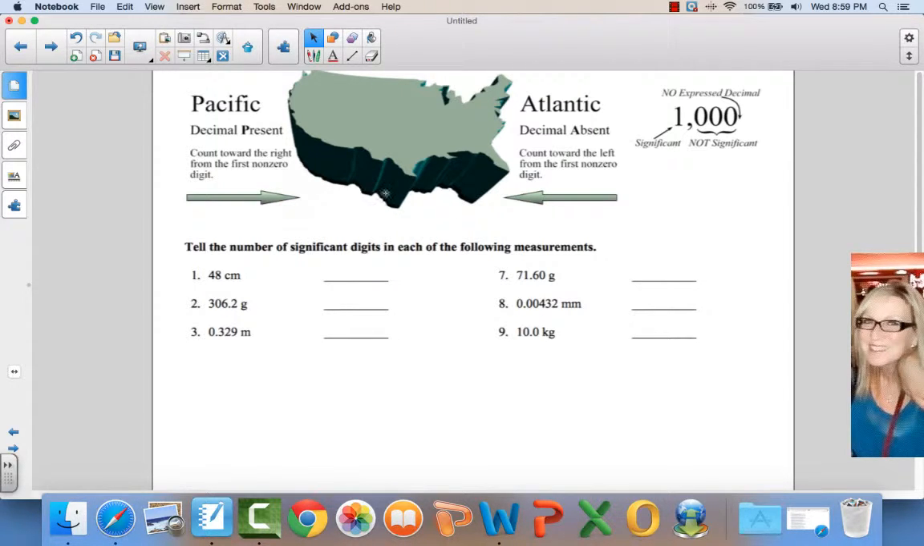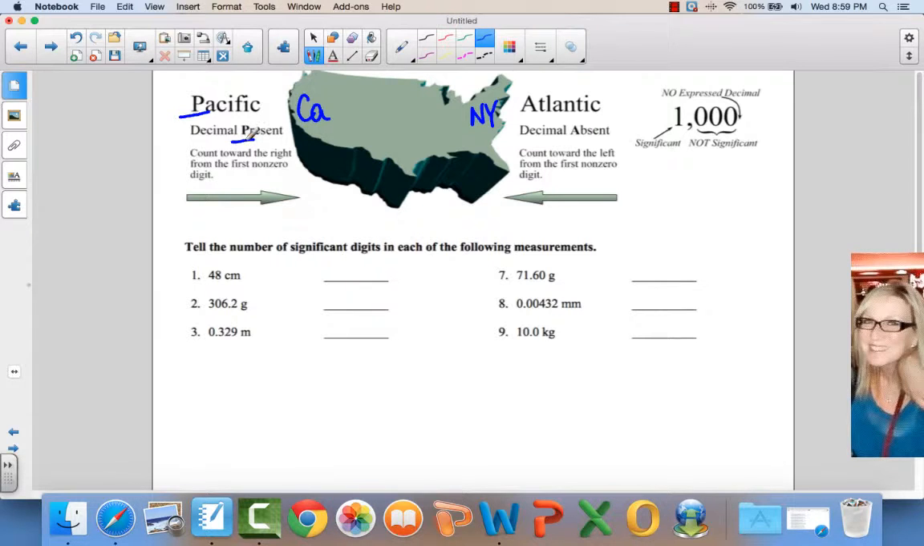To use this rule, you have to know that the Atlantic Ocean is on the New York side of the United States, which is the right side, and that the Pacific Ocean is on the California or left side of the United States. So let me explain how this rule works. Pacific rule is decimal present, Pacific present.